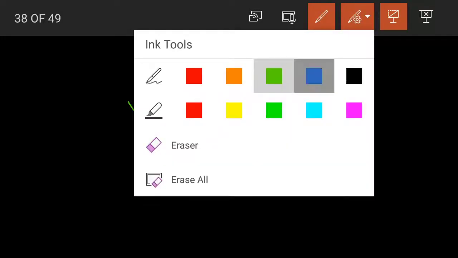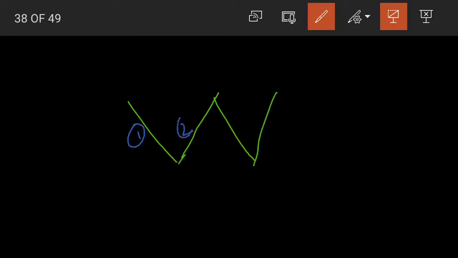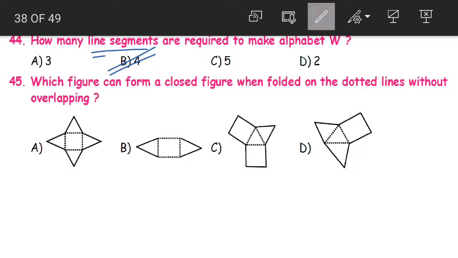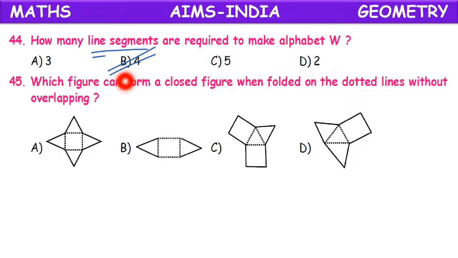So how many line segments did we use? 1, 2, 3 and 4. So our answer becomes option B, 4. You remember what is a line segment, right? A line segment is one that has two endpoints. Yes or no? Yes. So we cannot extend it in any directions. It has two endpoints. So to write the alphabet W, we need 4 such line segments.